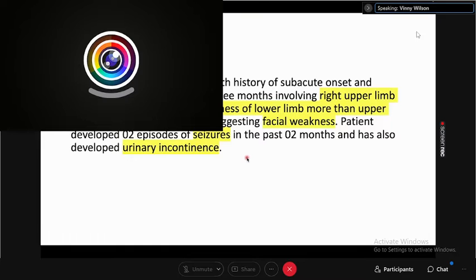And on that side, the weakness of the lower limb is more than the weakness of the upper limb. So there is a differential weakness where the weakness of the lower limb is more than the upper limb. And it is also accompanied by facial weakness, probably on the right side. Also, the patient complains of seizures and urinary incontinence. So what we can infer from this pattern is what I'm going to tell you in the subsequent slides.